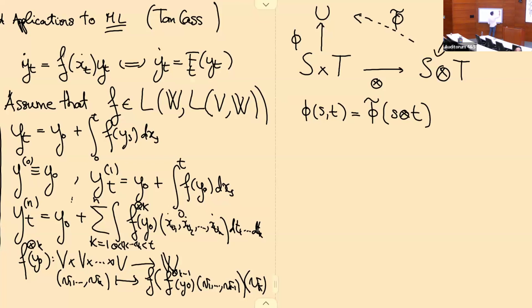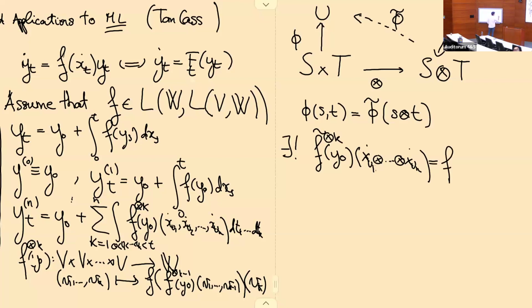Using this definition, we can rewrite this map, f tensor power k of y_0, as a new map that acts on the tensor product of these x primes. So there exists a unique f tilde tensor k of y_0 that now acts on the tensor product of the derivatives x'(u_1) tensor ... tensor x'(u_k), and gives exactly the same thing as the other one.